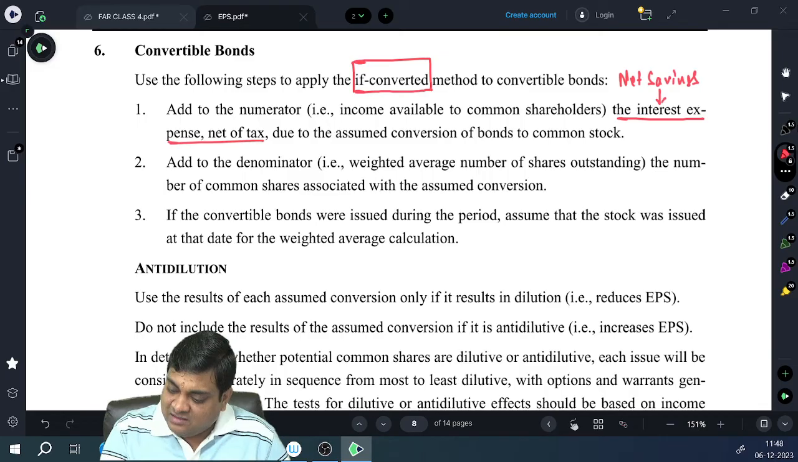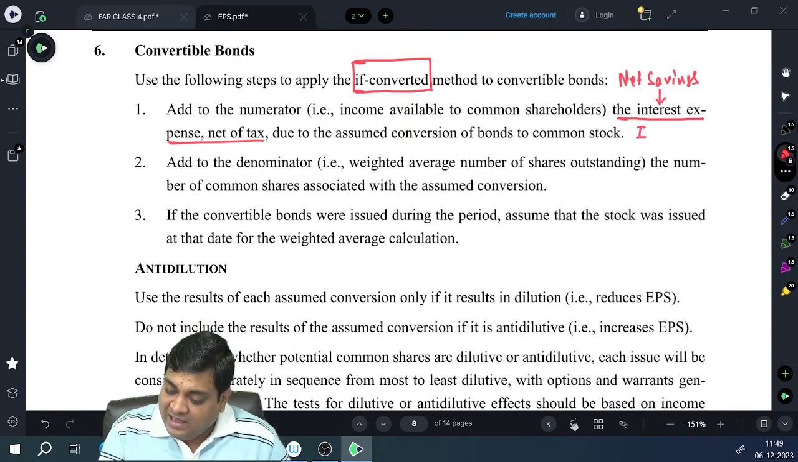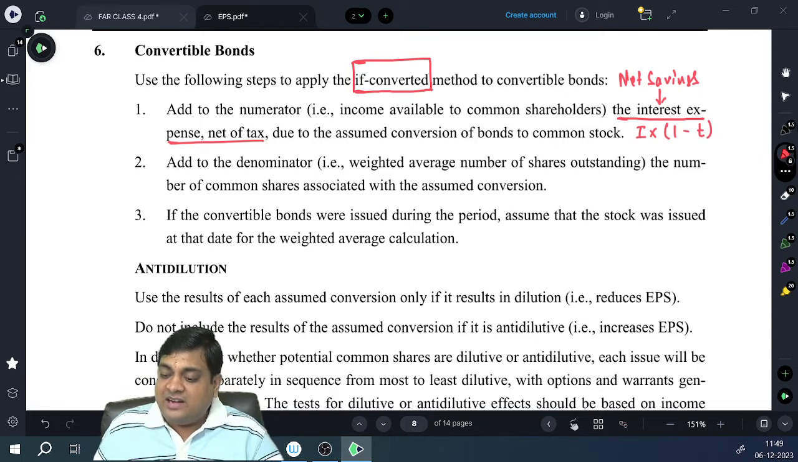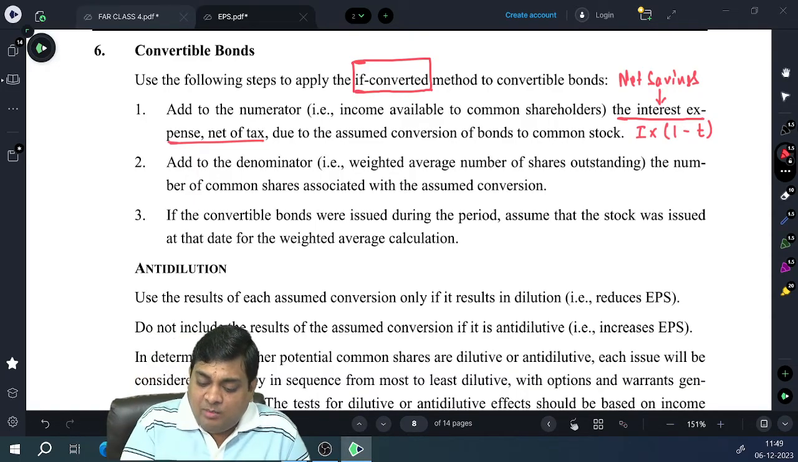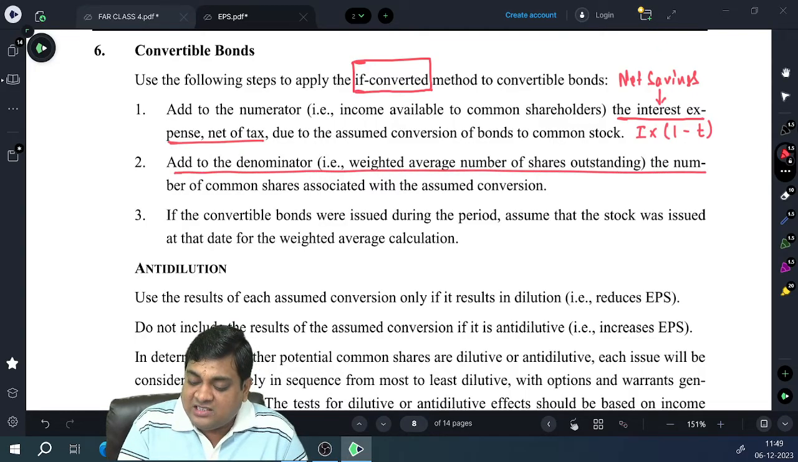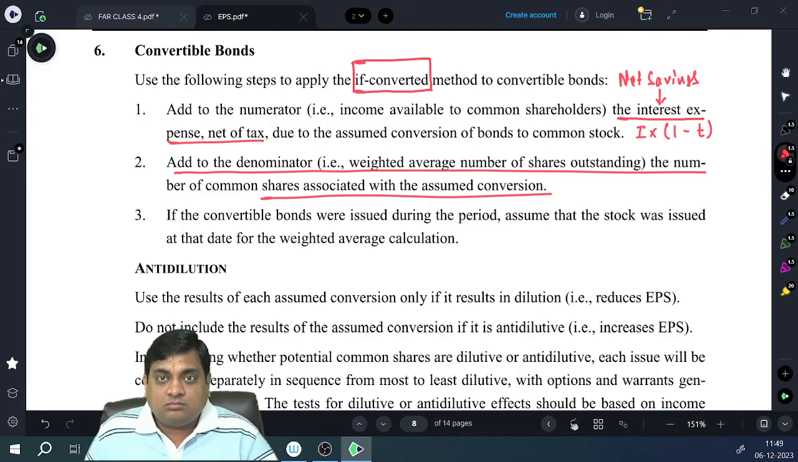So therefore you need to consider net savings. Interest is savings, but tax outflow will increase. So we would need to do I into 1 minus T. This is your net savings. Because anyway, if you are not paying interest, your tax expense will increase. So you need to consider net of tax. And the same denominator we are going to add with the number of shares that have been issued with the if converted, right?